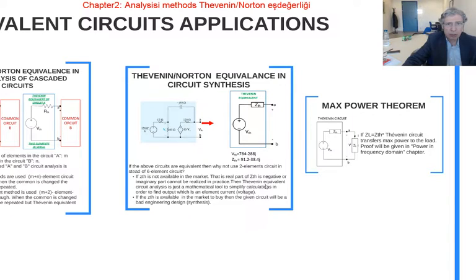So next step, in the synthesis we could use that. How we could use this in the synthesis, I just explained to you. If ZTH is not available in the market, so when we do this analysis, we are going to end up with the impedance you're going to find here. The main question is this: is this impedance available in the market?